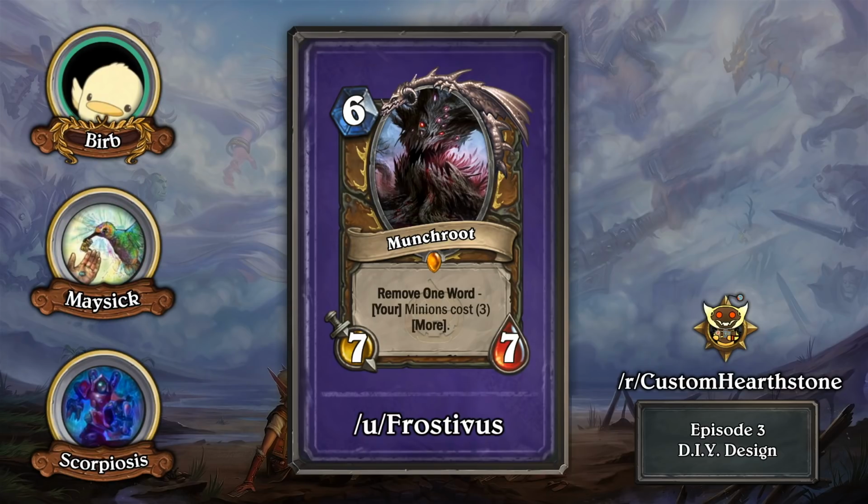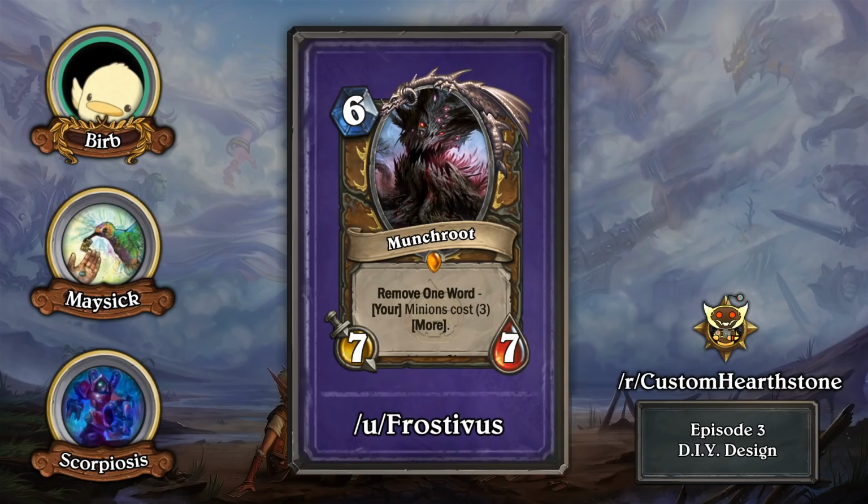But if you actually stop for a second, look at this card, most of the time it is choose one, your minions cost 3, or minions cost 3 more. And while this could create some interesting gameplay moments, it is essentially a regular choose one effect. It's not particularly legendary, it's not particularly top of all time worthy.